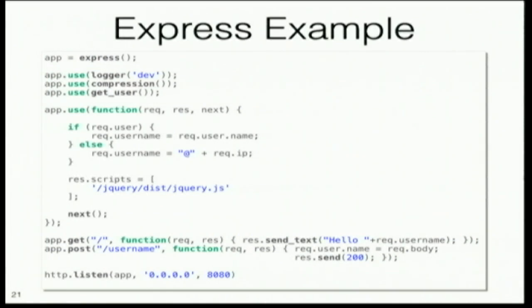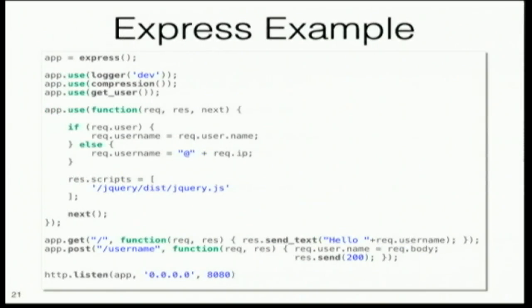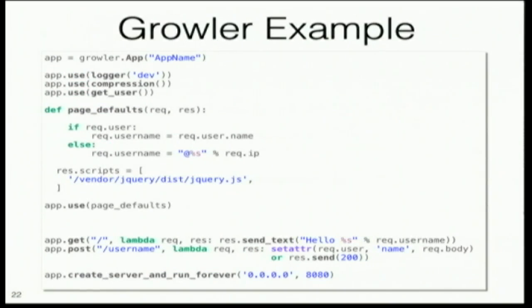Now I'm going to show you the Growler application. And all right, I'm going to jump between them, actually. So I wanted to keep it as similar as possible. And I think I did a pretty good job. The interface: req-res, there's no next, because you don't need to call a next. If you need to yield from, you can make that a coroutine and yield from something, and you don't need to worry about callbacks at all.